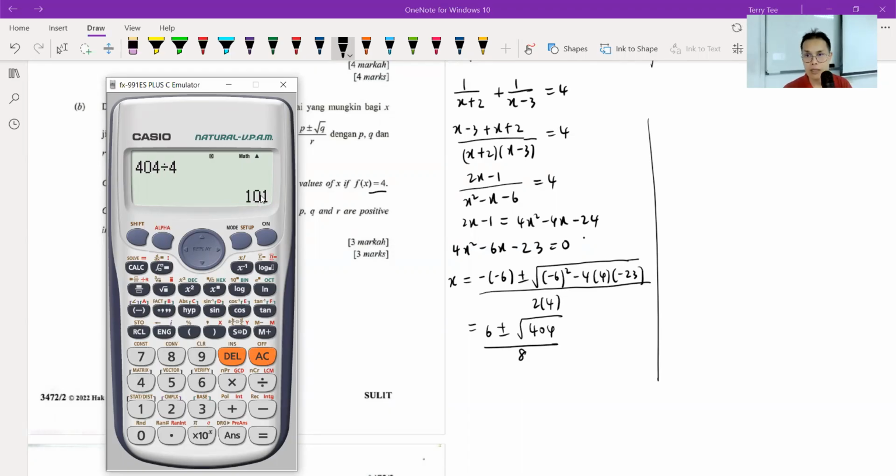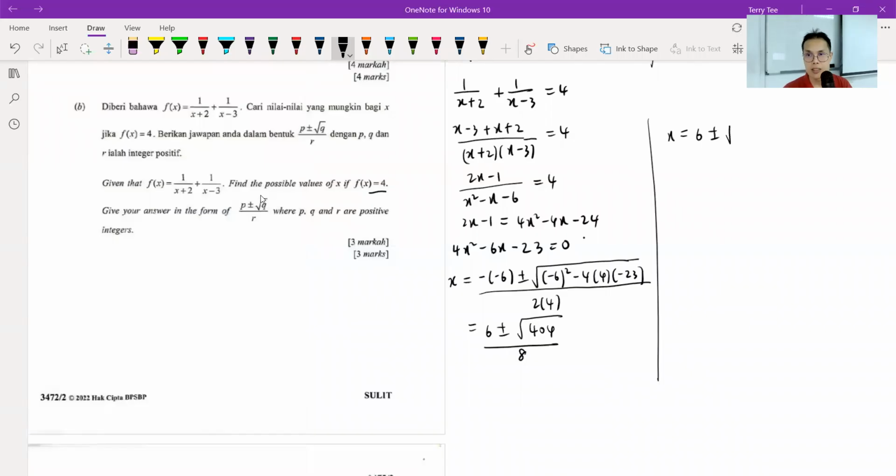So let me write more steps for you. 6 plus minus square root of 4 times 101, divided by 8. We can take out the 4. Square root of 4 is 2. Leave the square root of 101 inside, divide by 8. So both of these two, 6 and 2, can divide by 2. As I divide by 2, I get 3 plus minus square root 101 over 4.